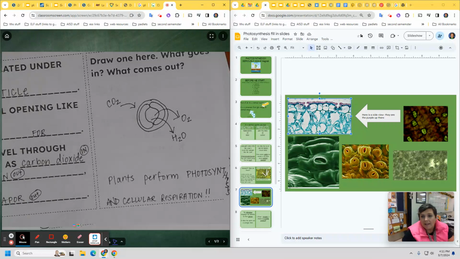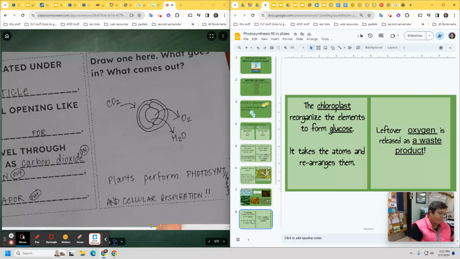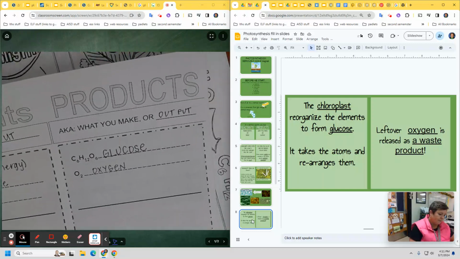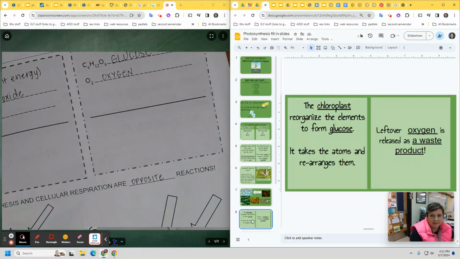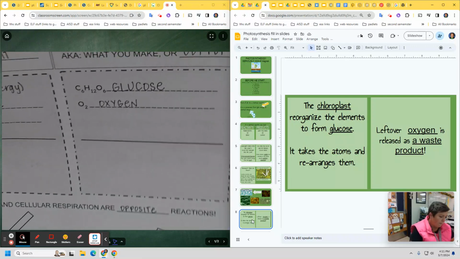You can see that there is a little hole there. Okay, so the guard cells are on the outside and the hole is in the middle. So the chloroplast reorganizes these elements to make glucose.